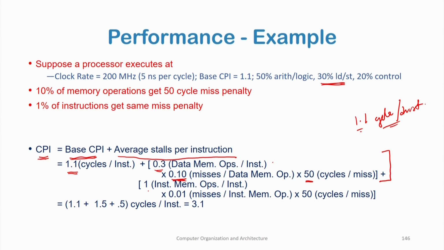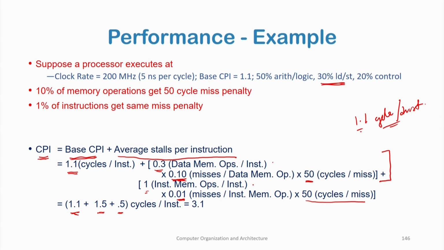For instructions, all instructions, so 100%, must access the memory. Out of that, 1% miss in the memory, and when I have a miss, I incur 50 cycles. So, what is the total CPI? It is the base CPI plus the memory access overhead due to data misses plus the memory access overhead due to instruction misses.